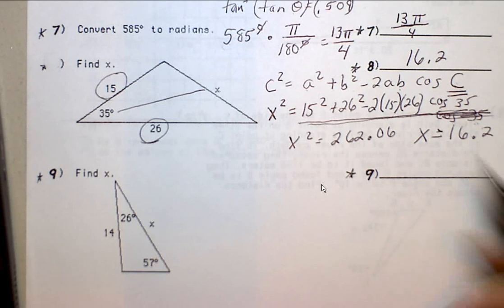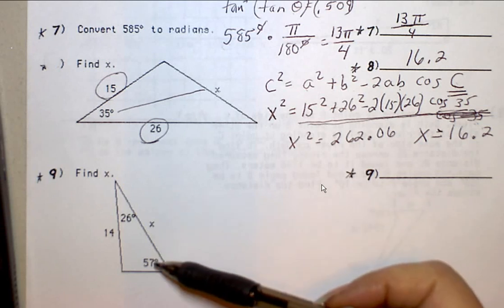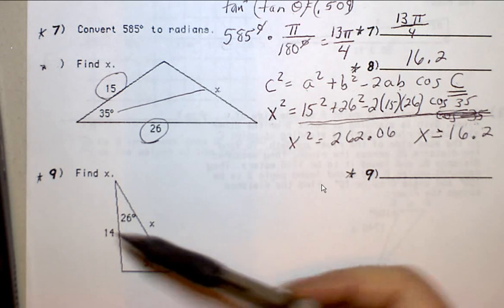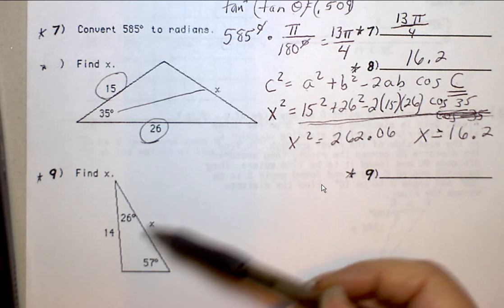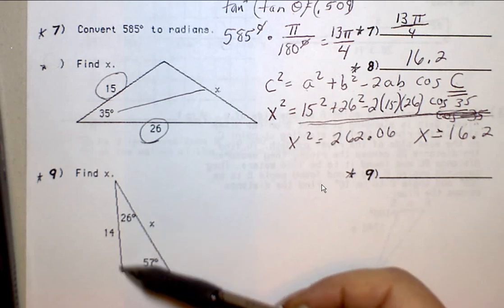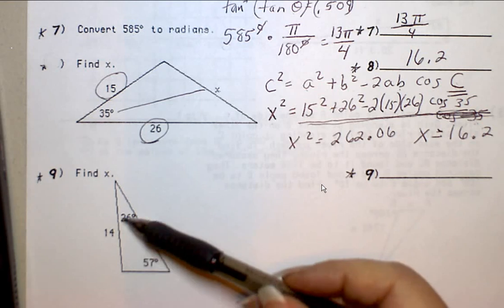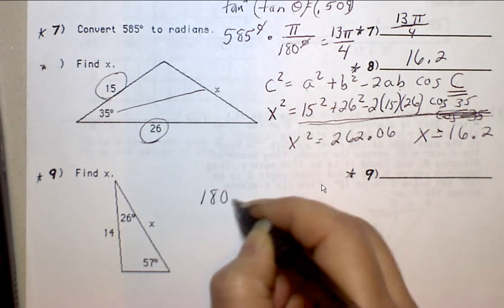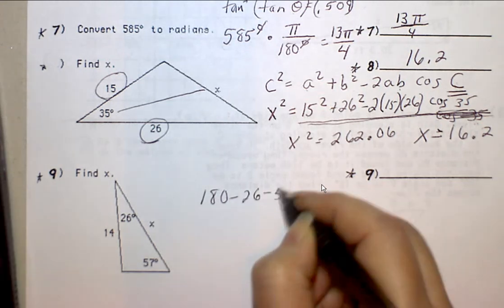On 9, remember, law of sines is where I go first. So I have here an angle and a side, and an angle and a side. Well, I still have two unknowns, but there is a way I can find this. I'm going to take 180 and subtract these, so I have 180 minus my 26 minus my 57.